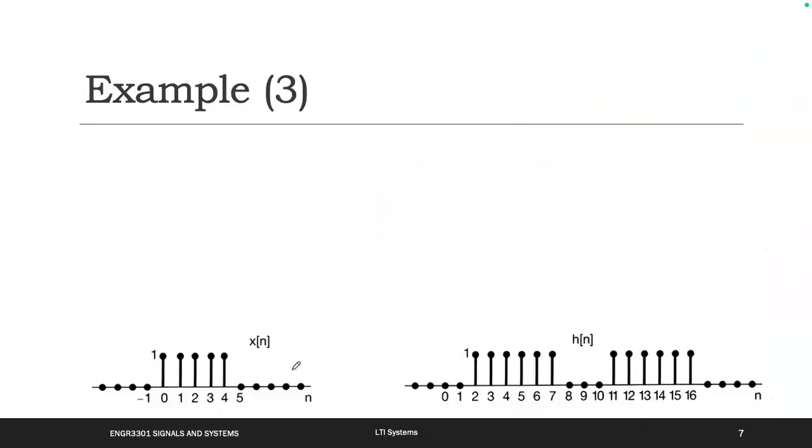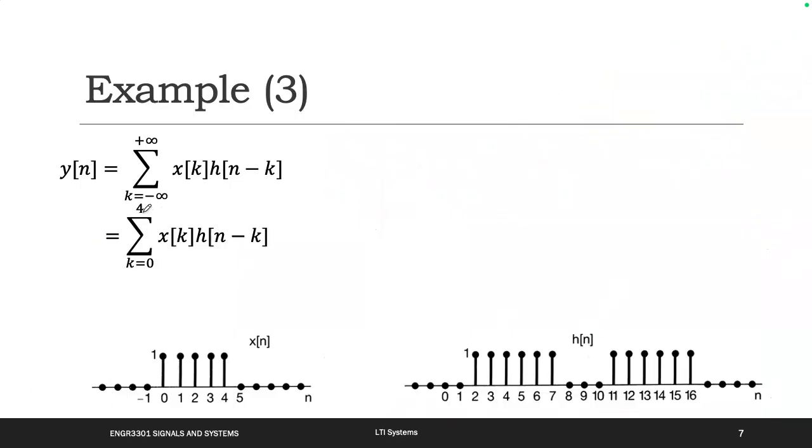Okay, so let's talk about the other one. This is our xn, this is hn, and what is yn? Yeah, convolution. Just remember the convolution. This is your convolution equation, am I right? And we know the x[k] is just from 1 to 4, and otherwise it is just 0. So our k is just from 0 to 4. That makes sense to you?